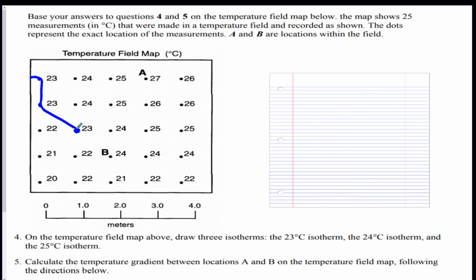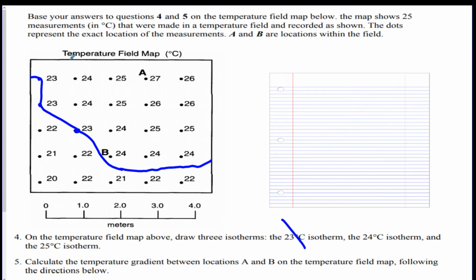Then we're going to get this 23. We're going between 24 and 22. Go between 22 and 24 here. Go between 21 and 24. Go between 22 and 24. Between 22 and 24. And then stop. I can't go anywhere else. I can't go up and over because then I'm starting to go near the 26s, and 23 is not near that number. So this is generally where it is. 23 is good.